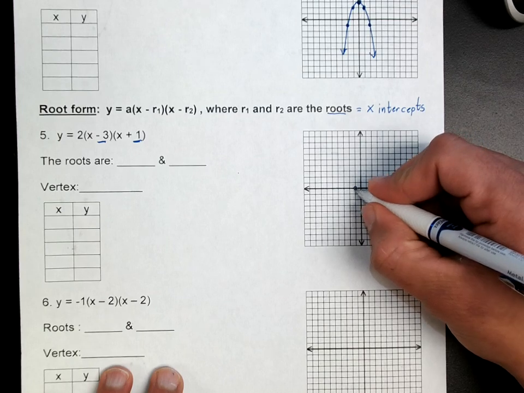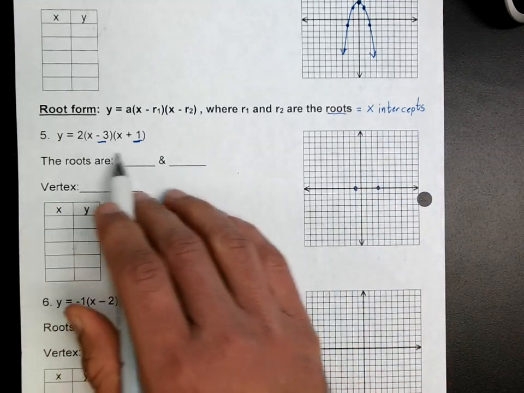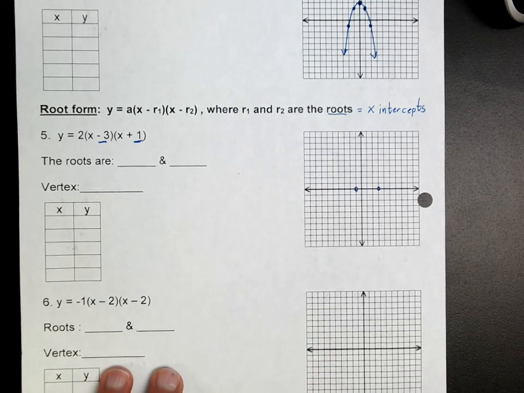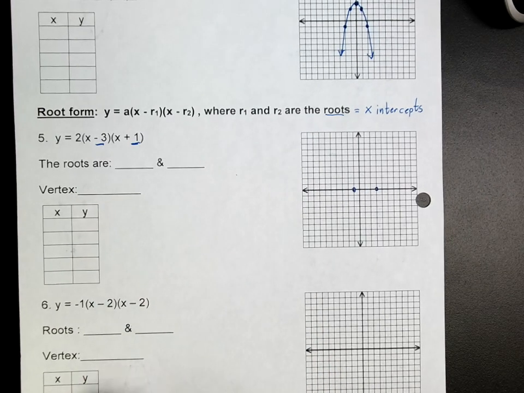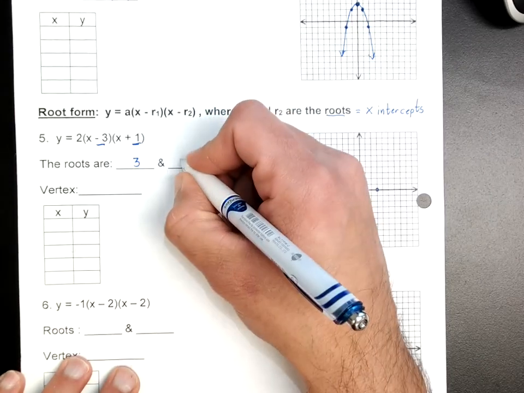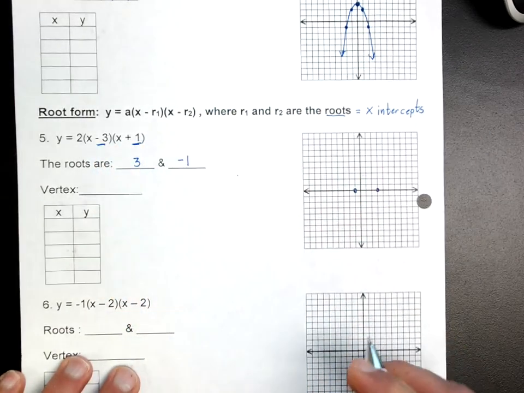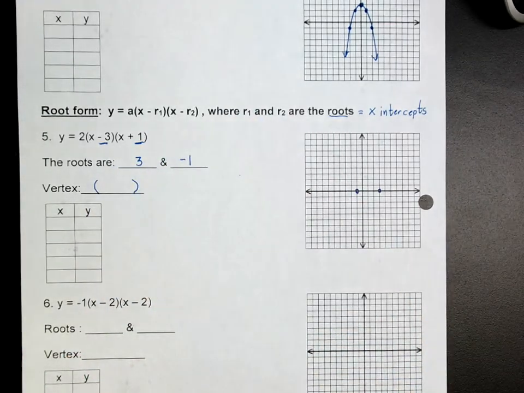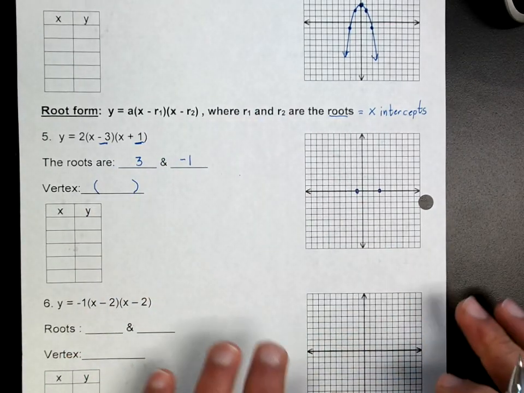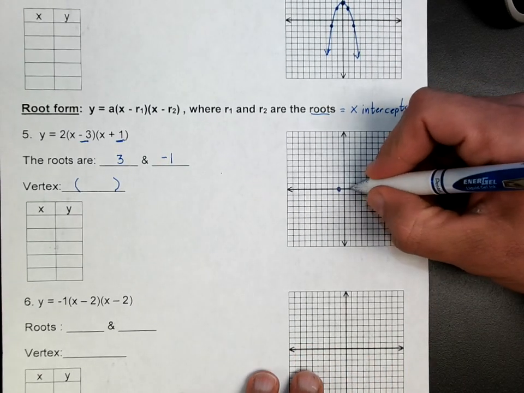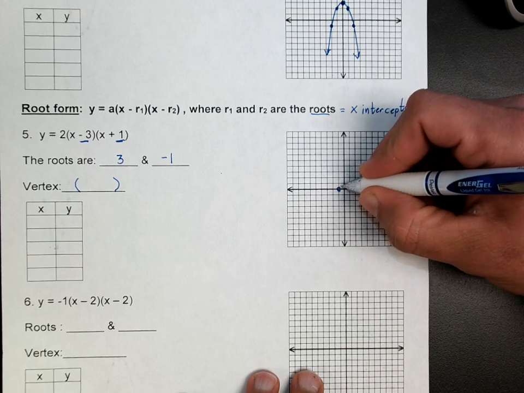So again, on the root form, an equation that looks like this, we're going to take the opposite of those two numbers. Okay, now, it's asking me for what the roots are. Well, the roots are going to be, like we just said, 3 and negative 1, or the opposite of those two. Now, to find the vertex, well, we don't know what the vertex is right away. But it's actually very easy to find because we know that this is symmetrical. So therefore, the axis of symmetry, which will find the vertex, is in between those 2 points.